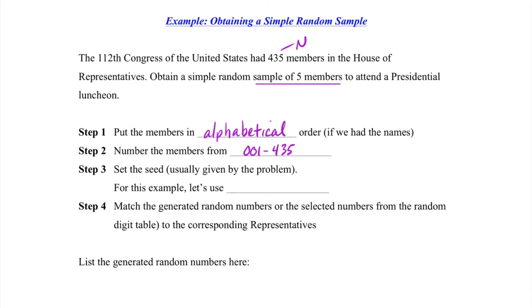Next, we need to set the seed. Again, usually this is given by the problem. For this example, let's just go ahead and use row 3 and column 7. From there, we can match the generated random numbers, or the selected numbers from the random digit table, to the corresponding representatives.